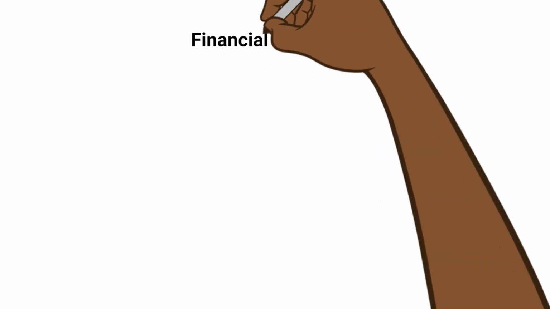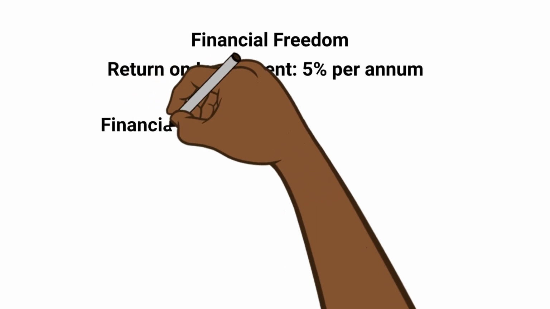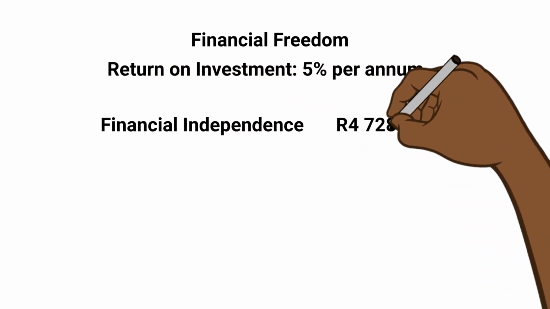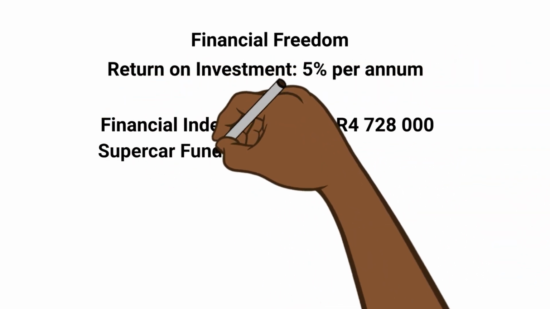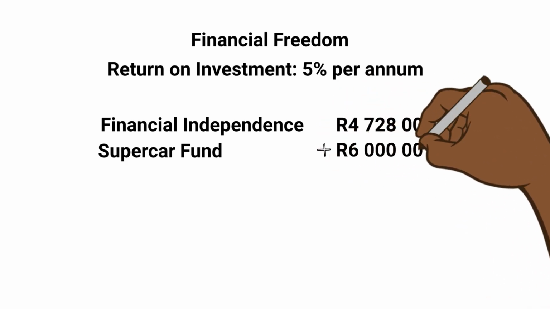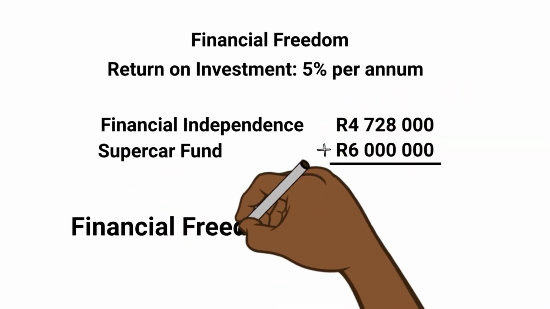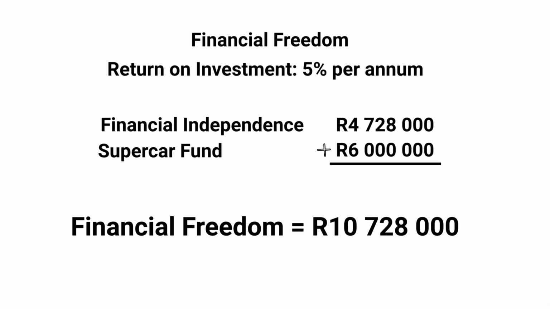So add it all up. From our example, to reach financial independence, you would need to have 4.728 million invested. Add in the supercar fund of 6 million and you reach your true financial freedom figure of 10.728 million Rand. That's the number that means you never have to worry about anything financial and you can live out your dreams.